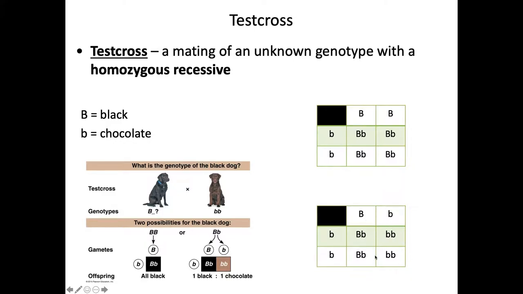So basically, in a test cross, we're using the results of the offspring to determine what the genotype is of the unknown parent. It's like working backwards.